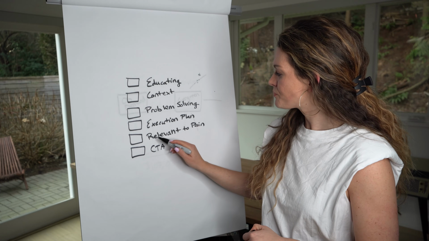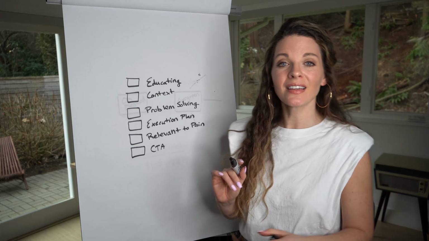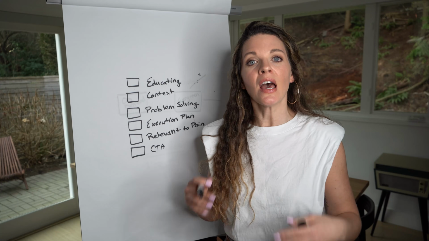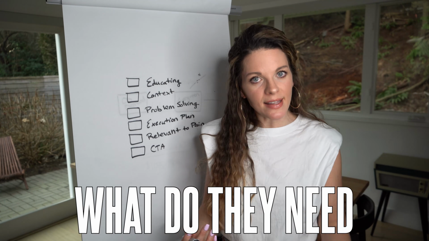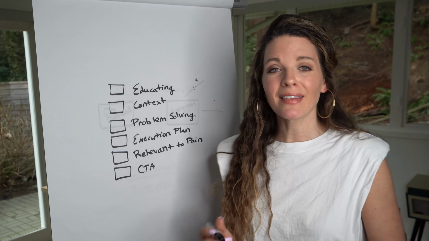So execution plan, relevant to pain. So what is your ideal client's pain points? What do you know about them? What are they seeking? What do they need? Making sure that's included. And then finally, is there a call to action?